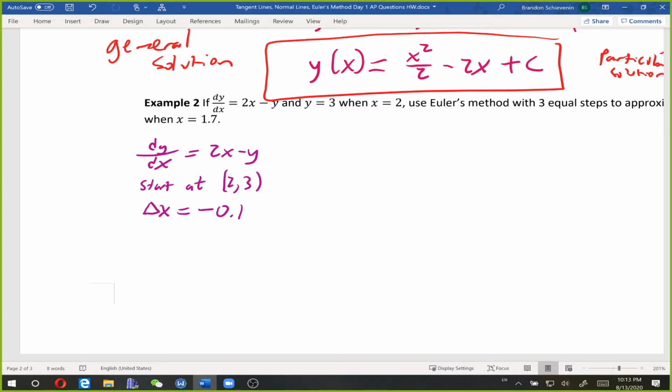My general form for Euler's method is I'm going to have a new y value. It should be equal to my previous y value, plus my change in x times my differential equation. That's my derivative. Okay, so for our start point, what was our previous y value?